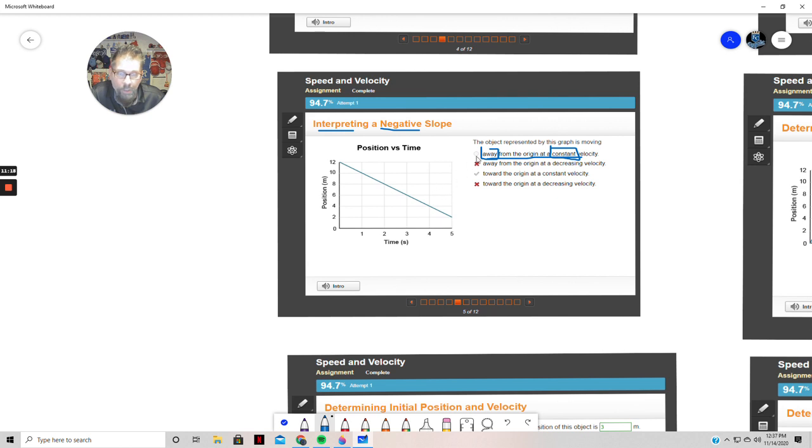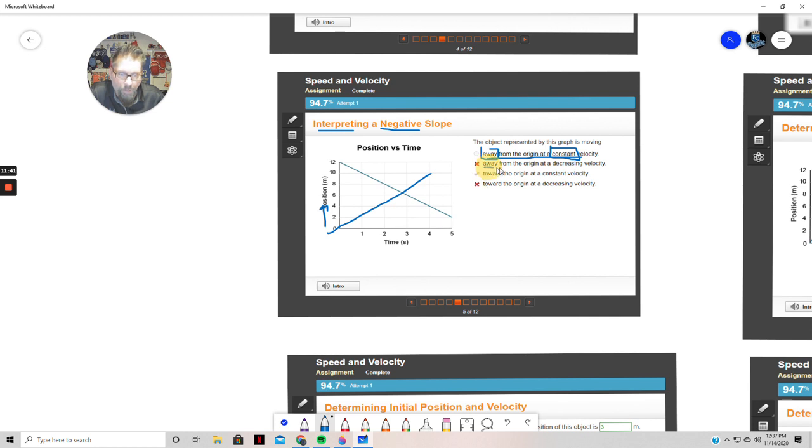Okay. Now, you guys correctly didn't select this one. Just like the previous slide, if it was moving away from the origin, the line would look like that. And we'd be increasing in the y-axis as the line moves along as far as time. So good job not picking that one.